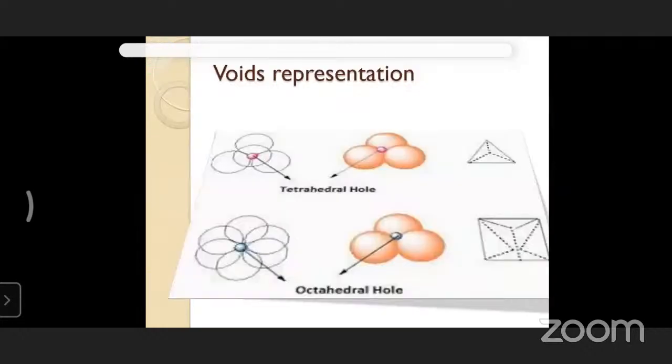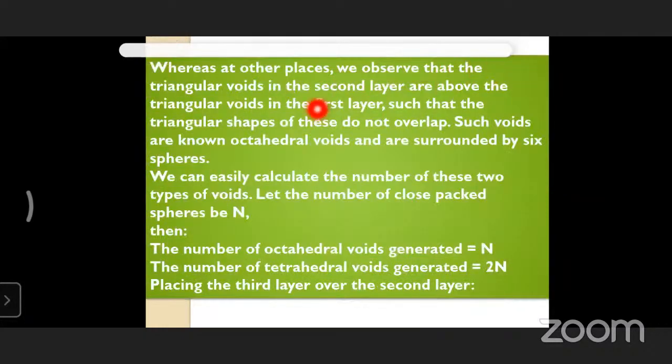How we are going to explain that, we'll see. At other places, we observe that the triangular voids in the second layer are above the triangular voids in the first layer, such that the triangular shapes of these do not overlap. Such voids are known as octahedral voids and are surrounded by 6 spheres. And these octahedral voids are surrounded by how many spheres? 6 spheres. We will see whether 6 spheres are present or not with the octahedral void.